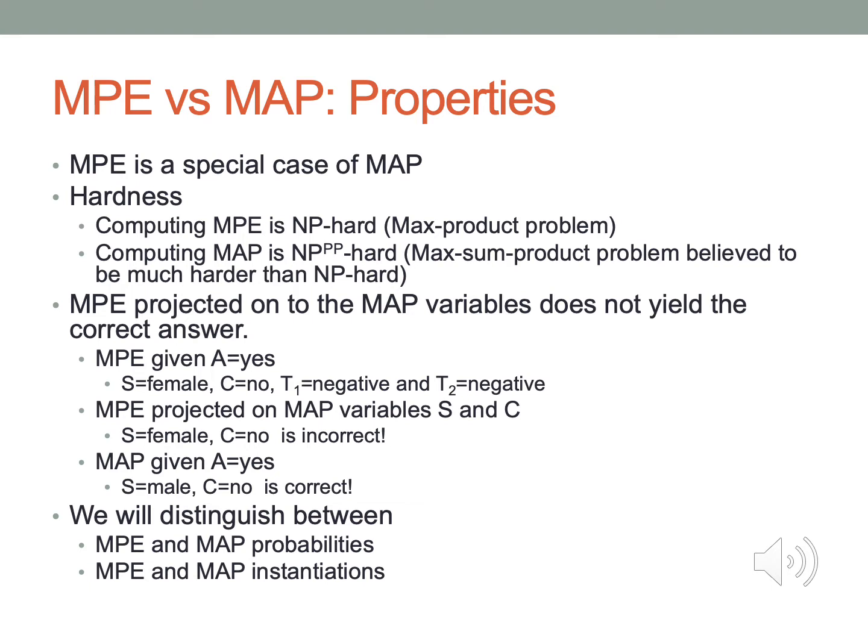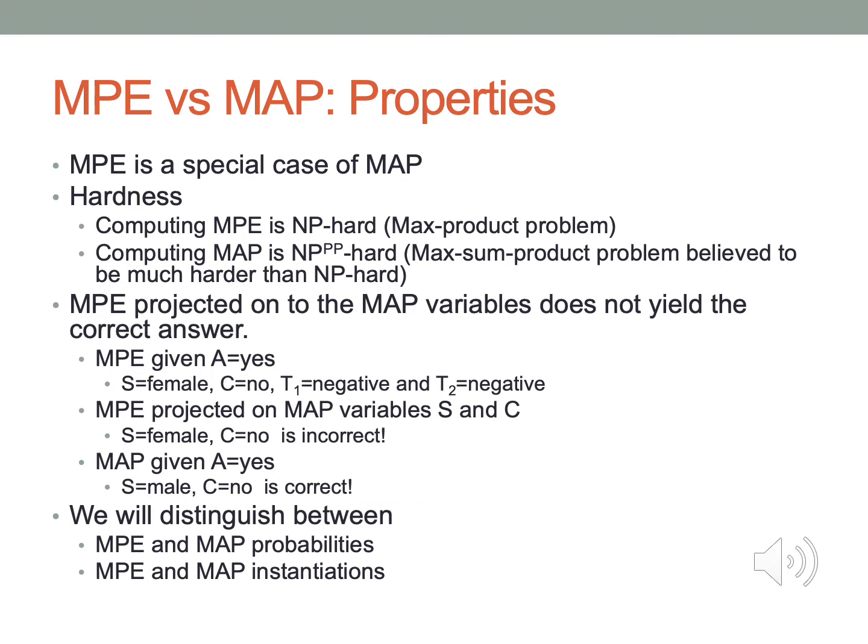In other words, if you think about MAP inference, MAP is nothing but an instance of a max sum product problem, while MPE is a special case in the sense that it's an instance of a max product problem where you don't have to compute the sum. Thus, intuitively, it is obvious that since you have an extra operation, the summation operation, MAP is a harder task as compared to MPE.